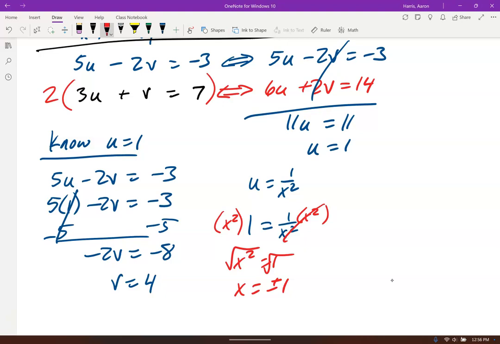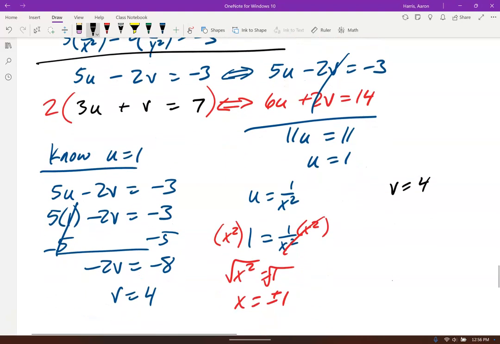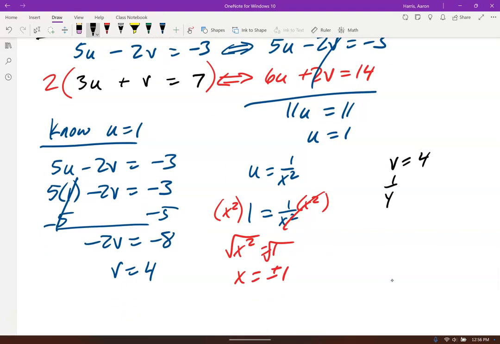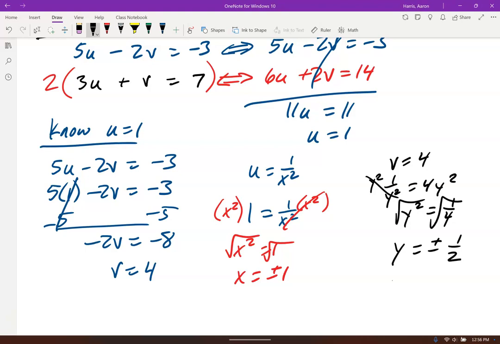Now we know v is 4. v is 4, but remember v is 1 over y squared. So multiply both sides by y squared. y squared equals 1/4, square root. So y equals plus or minus 1/2. Square root of 1 over square root of 4.